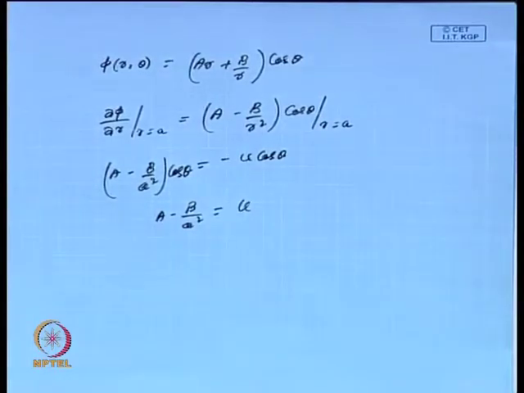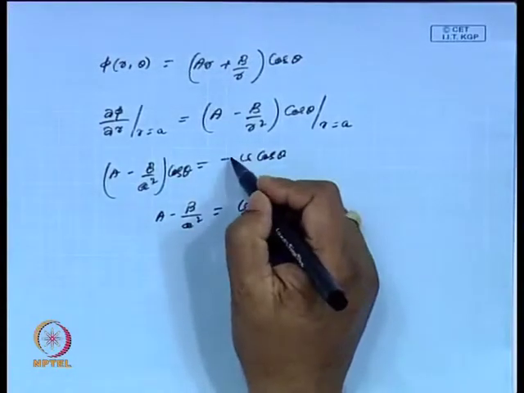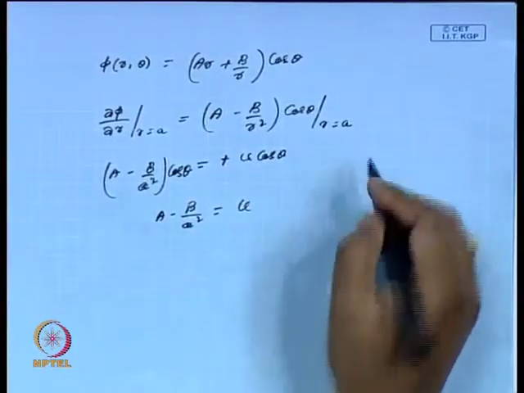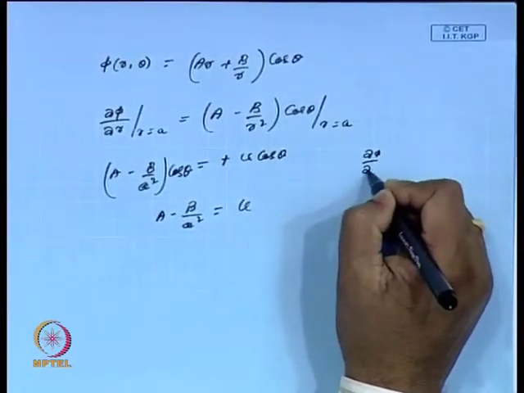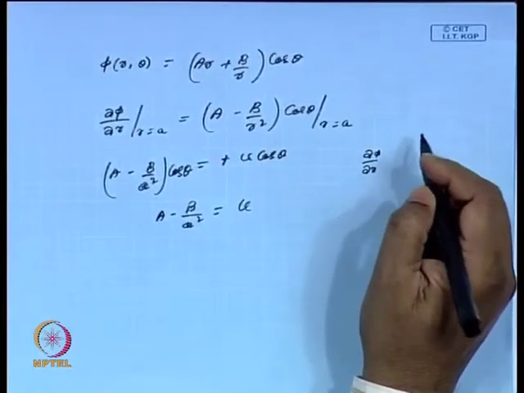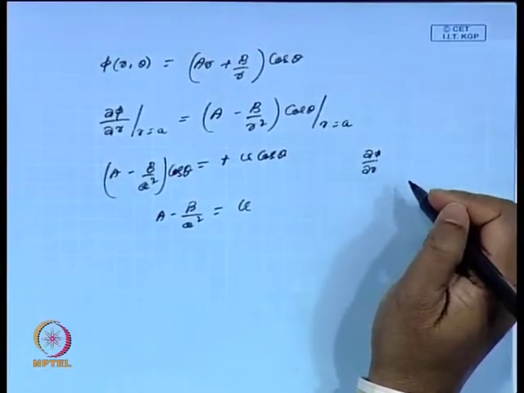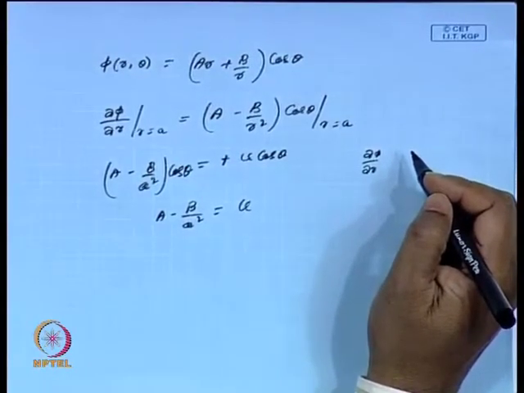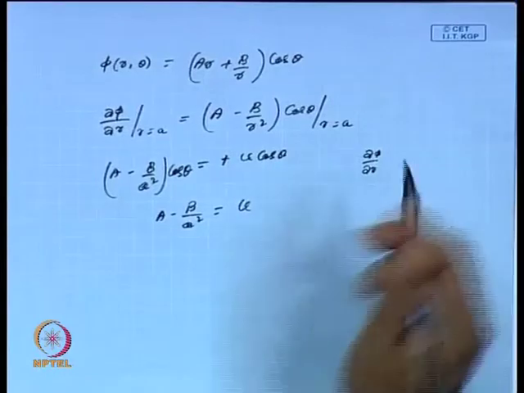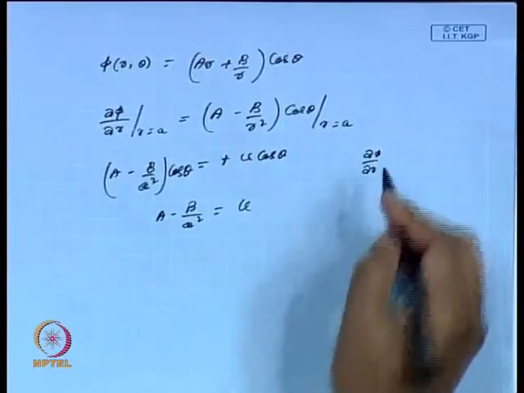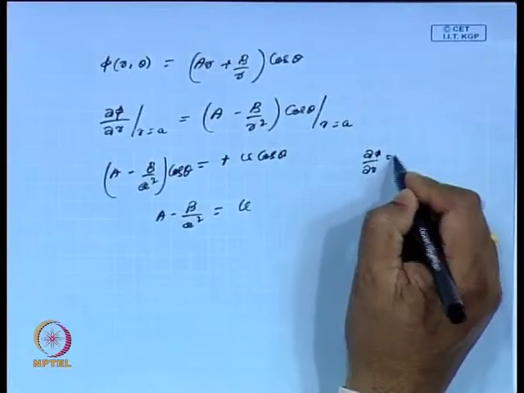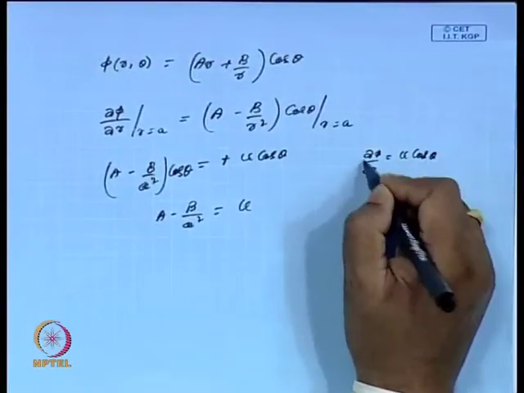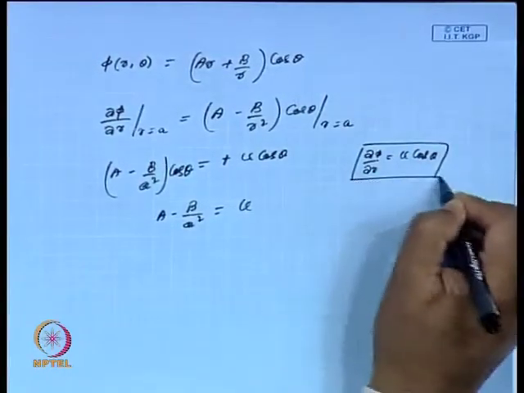Just a minute. Okay, so this is u cos theta, sorry, because I have taken del phi by del r. I will clarify, that is u cos theta, not minus, and it will be clear.